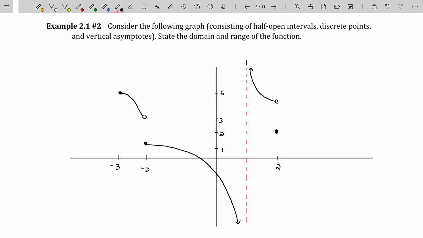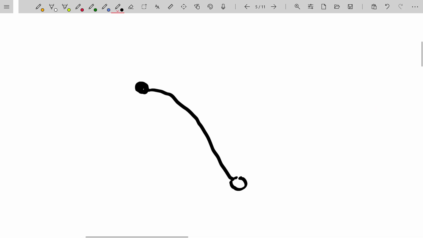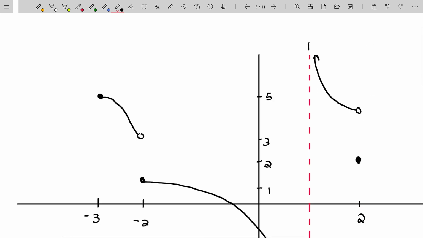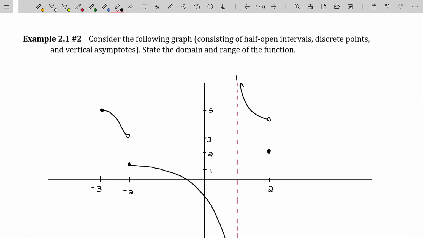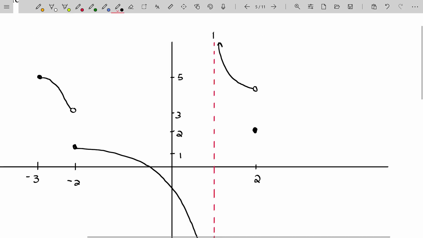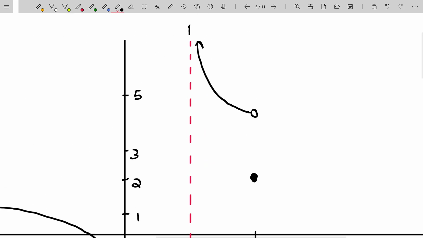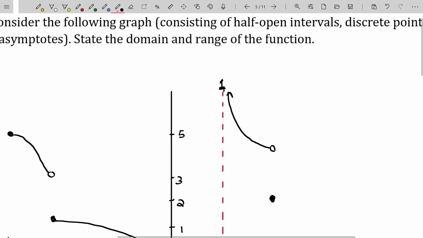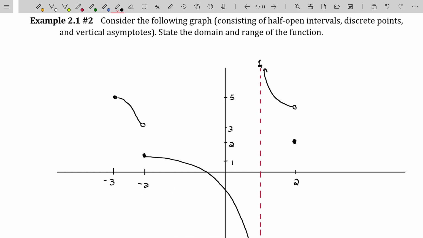All right, let's take a look at the following graph. And this graph just consists of half open intervals. That's what this would be called, a half open interval. Half of it's closed, half of it's open. Discrete points, that would be like this guy right here. And vertical asymptotes. This red vertical line is a vertical asymptote. And that's supposed to be the number 1. I just didn't complete it out there, but that's the number 1. And we're going to use this graph to state the domain and range of this function.